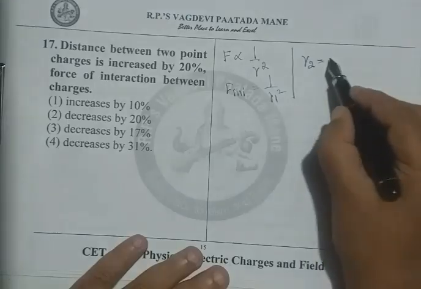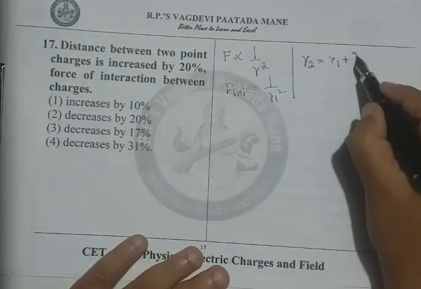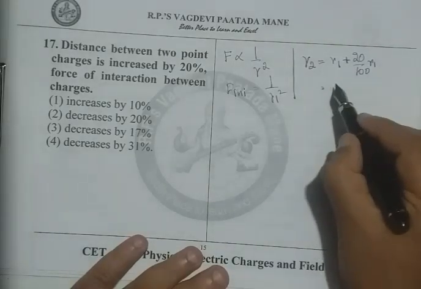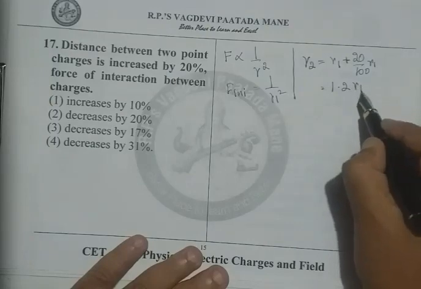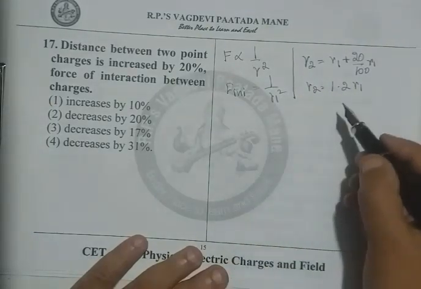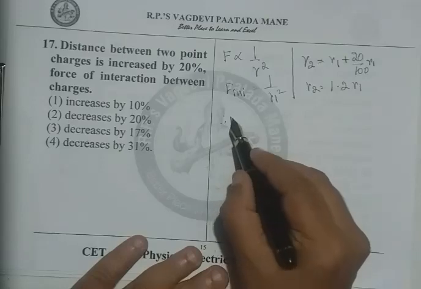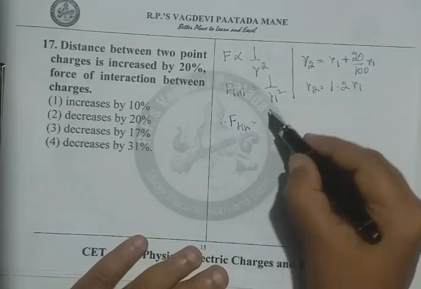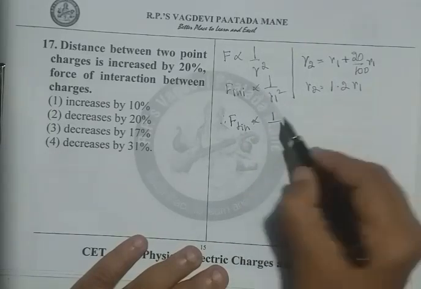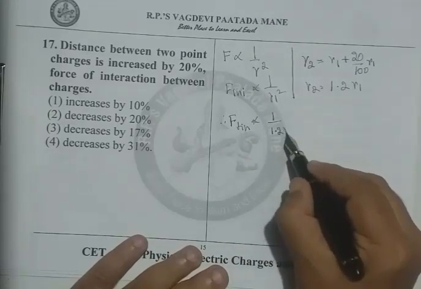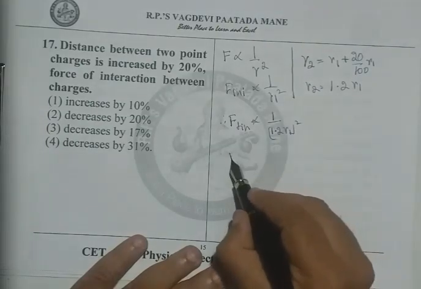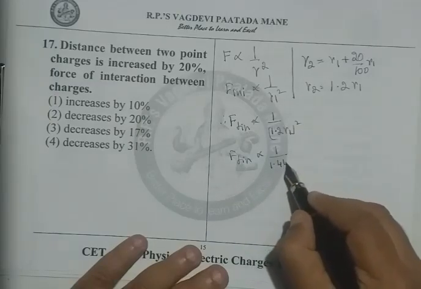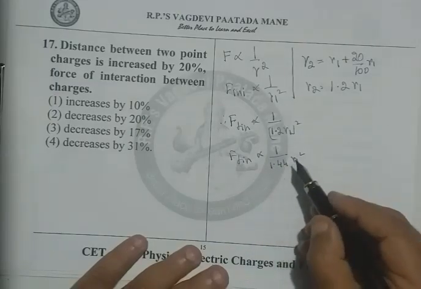Therefore, R2 I can write as R1 plus 20% of R1, written as 20 by 100 into R1, which amounts to 1.2 R1. R2 is 1.2 R1. Therefore, after increasing the distance, F final will be proportional to 1 by (1.2 R1) whole square. That means F final is proportional to 1 by 1.44 R1 square.